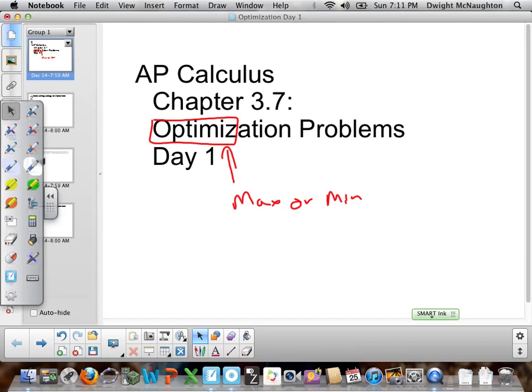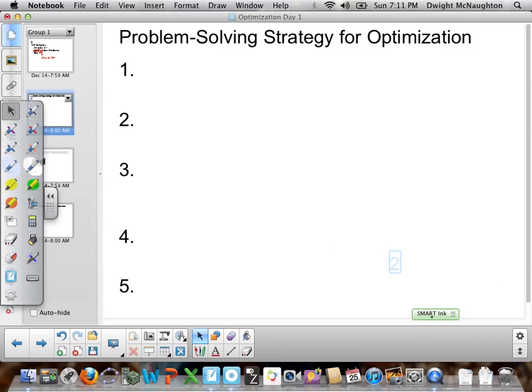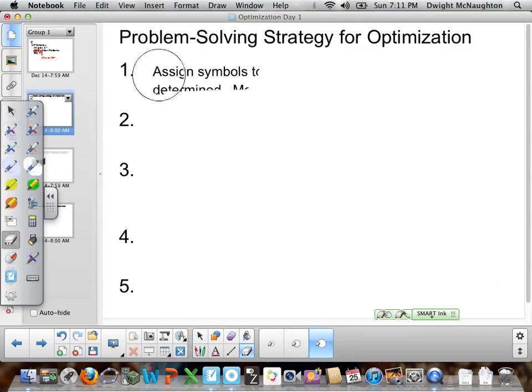We're going to do one problem, and that's it. We'll do more problems tomorrow. So first off, the steps for optimization. There's 5 guidelines. I would hesitate to call them steps. 5 guidelines. First guideline.